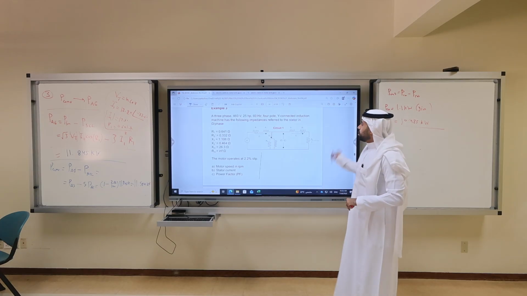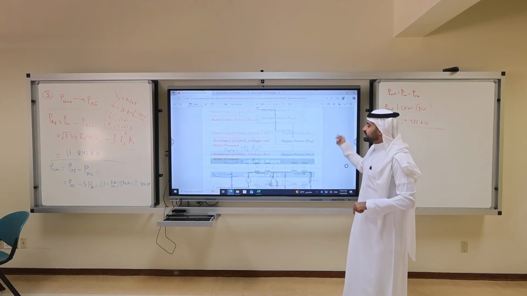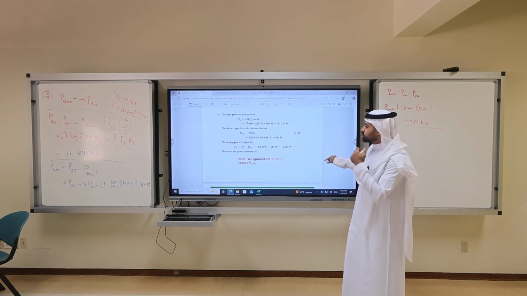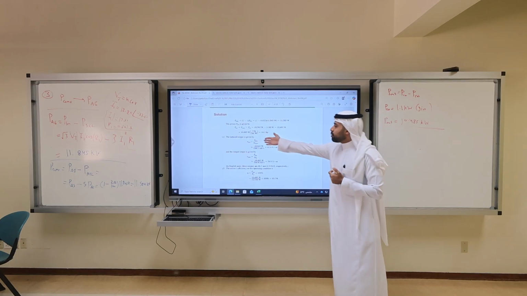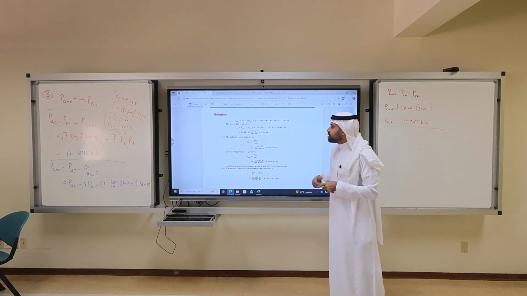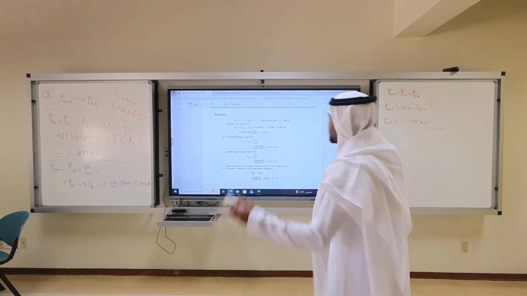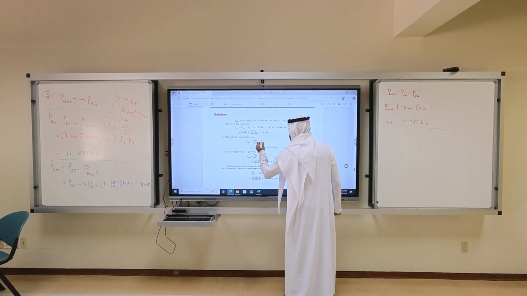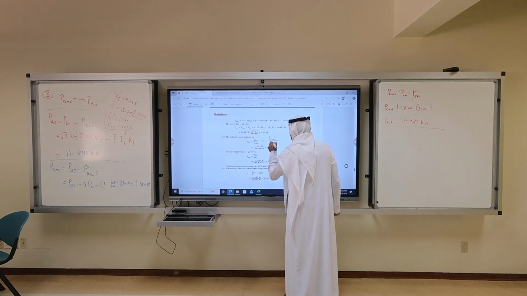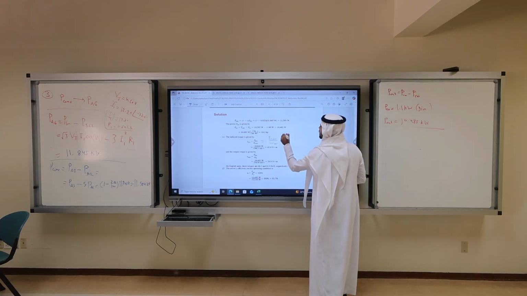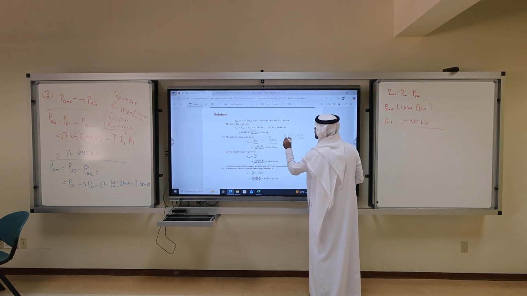Let's go back. Now he plays games with any questions. So once we calculated the output power, now he wants to calculate the induced torque. Which formula did he use? He used this formula, P air gap over omega sync. But I can tell you, if you also use this formula, P converted over omega m, you should get the same number. What is P converted? 11.585 kilowatt divided by omega m.